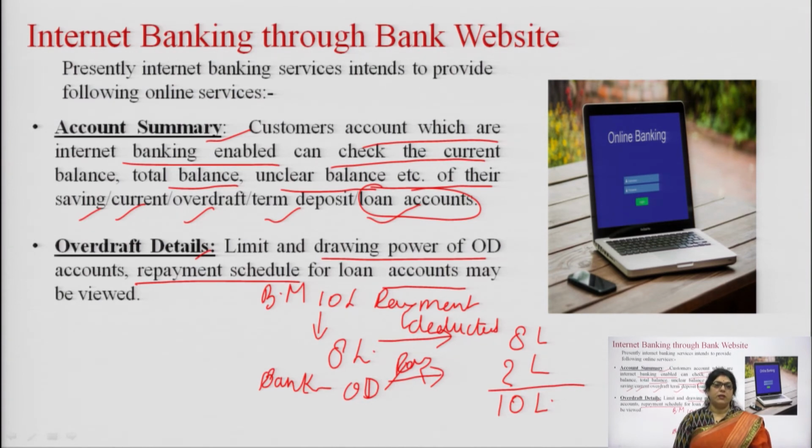Because the bank is not giving money free of cost, the bank will charge interest on that. Suppose after 4 days that person gets a payment from somewhere, and now there are 5 lakh rupees in his account. Since the bank has paid 2 lakh rupees on your behalf, it will be deducted. The bank will take 2 lakh rupees, and the remaining 3 lakh will be in your account and you can use it further. So this is the overdraft facility.